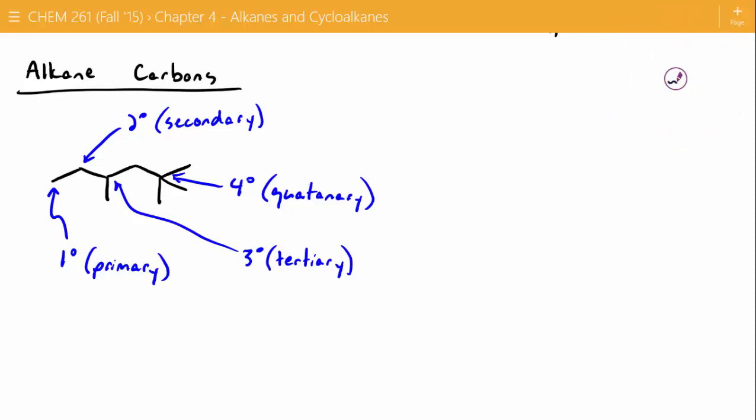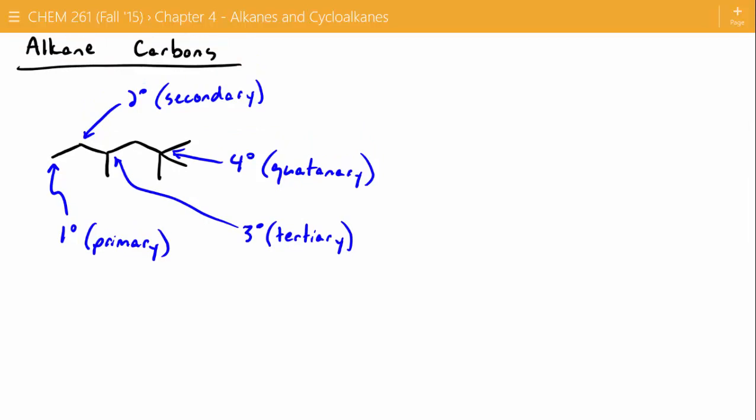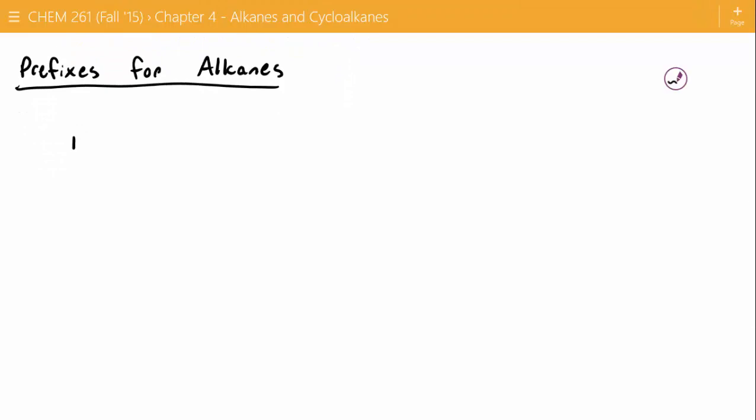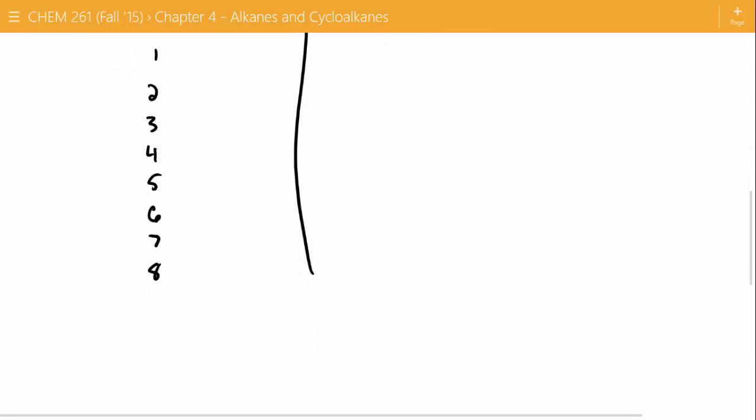And carbons have their own prefix depending on the chain length, too. So let's go over chain length. All right, so let's make a nice little table, and in one column we'll have number of carbons. And then in the other column we'll have our prefix. And let's fill this out. We've got 1, 2, 3, 4, 5, 6, 7, 8. We'll go to 10. You can actually go above 10, but nobody really uses those.